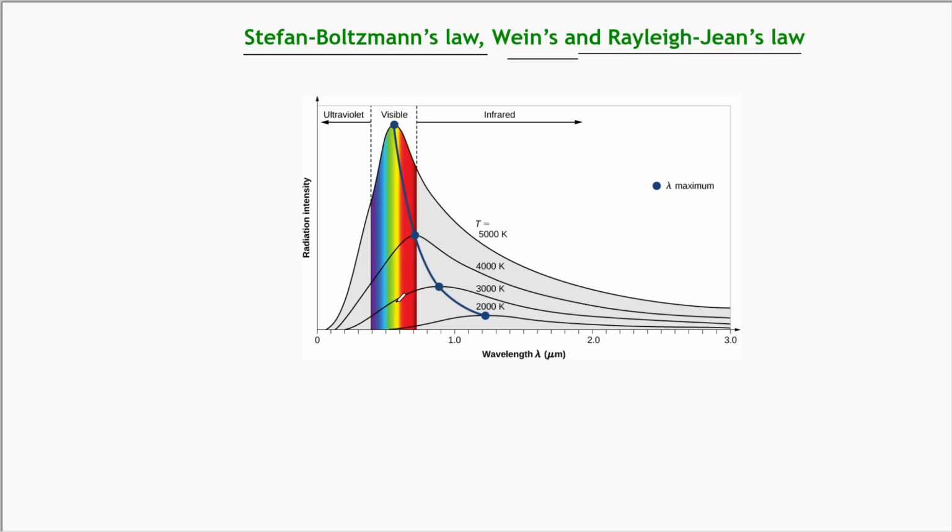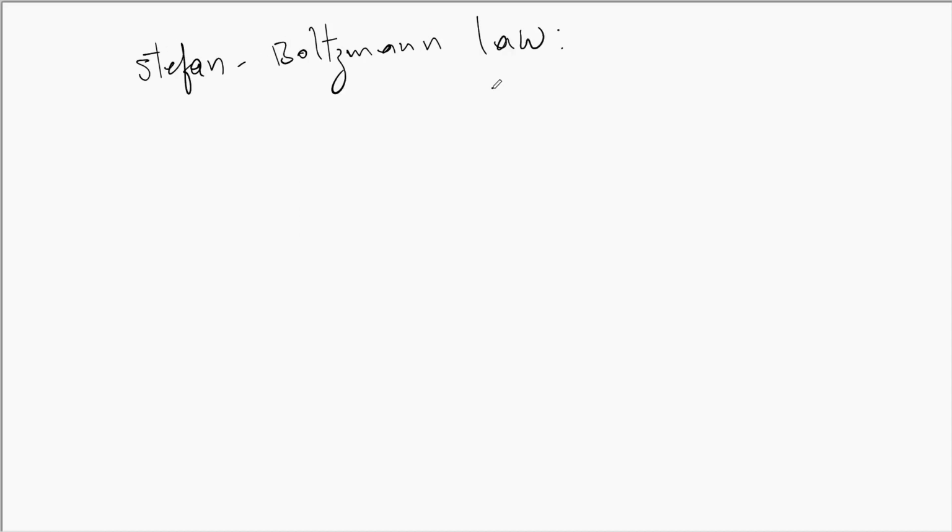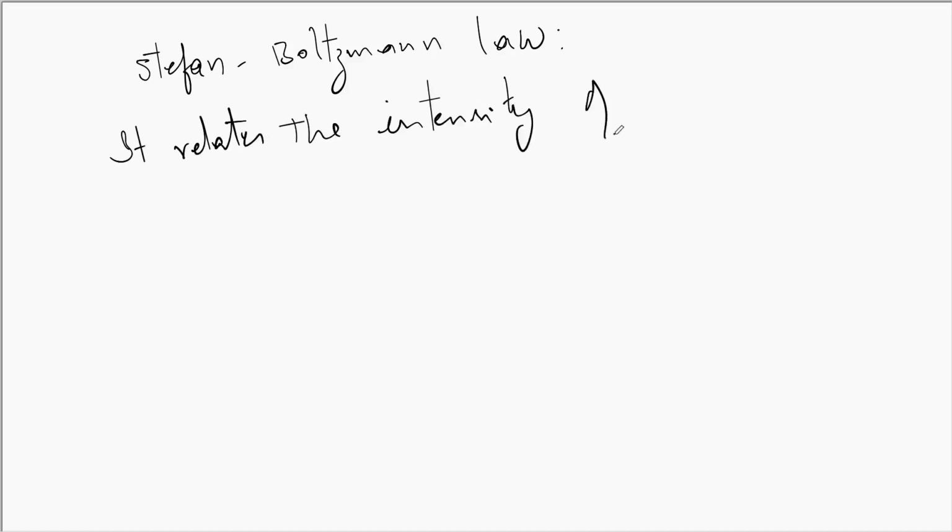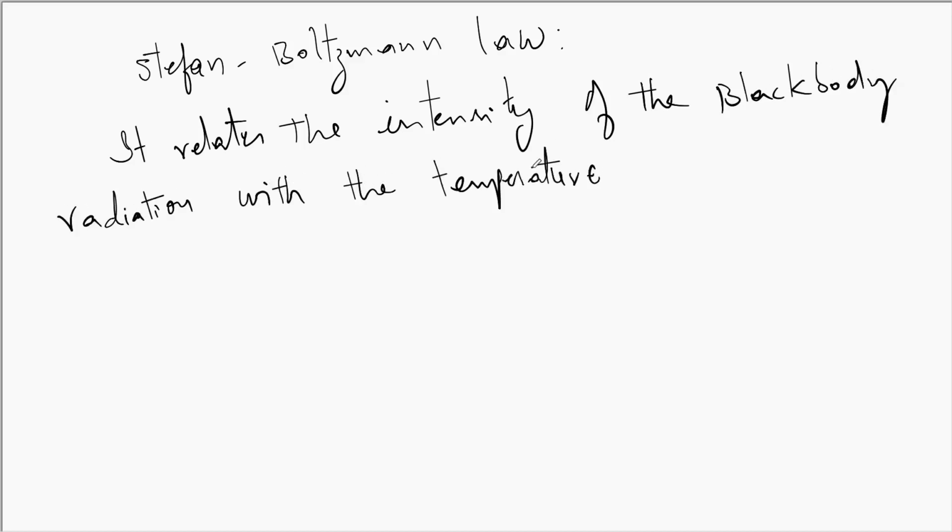We shall first look at the Stefan-Boltzmann law. The Stefan-Boltzmann law relates the intensity of the blackbody radiation with the temperature of the blackbody. It was first empirically studied by Stefan. Later on, it was supported by a theoretical model given by Boltzmann.